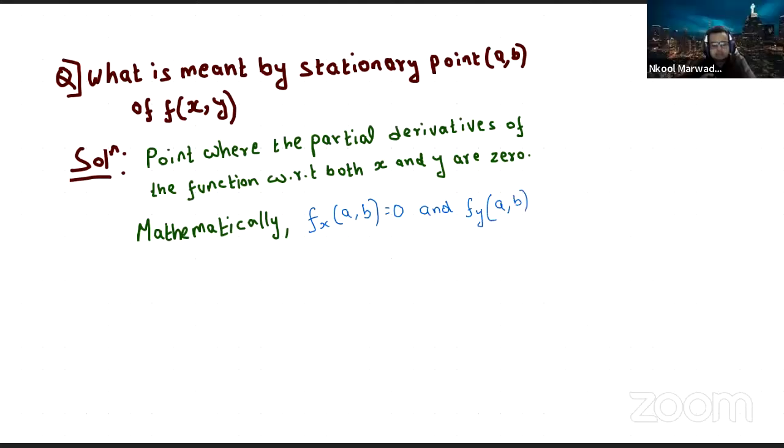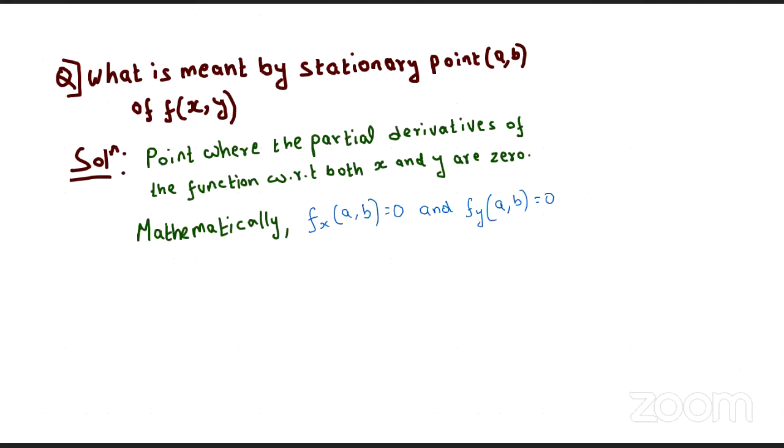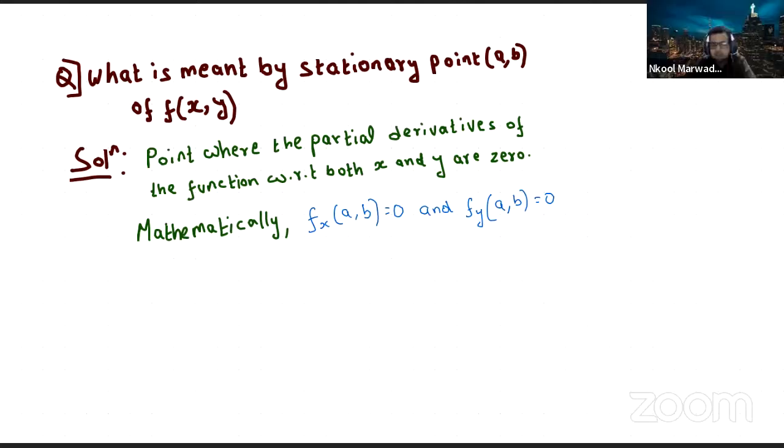So stationary points are those points at which the partial derivatives of the function with respect to both x and y are 0. Like f subscript x means the partial derivative of the function with respect to x, and at the point (a, b), when we substitute x equals a and y equals b, we will get 0. So this is the meaning.